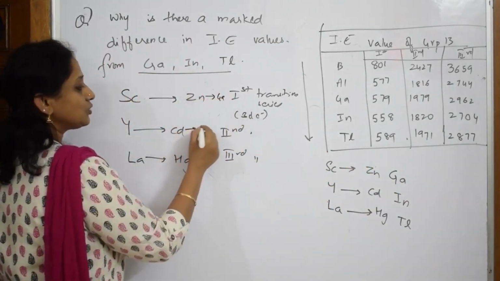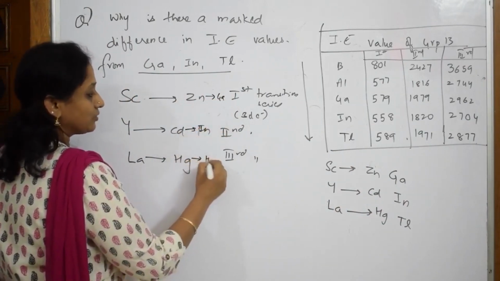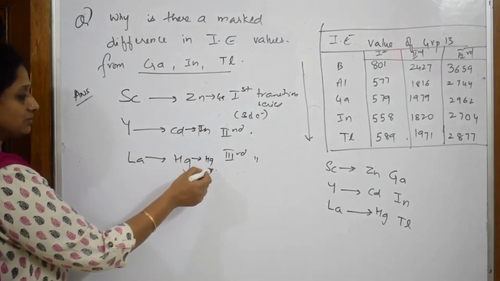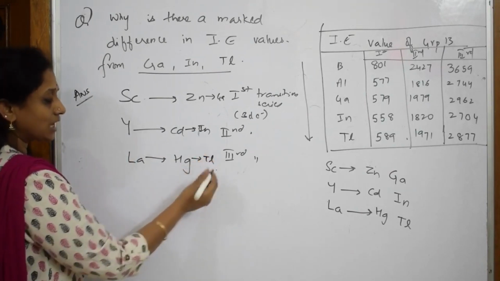Gallium. Here what do you have? Indium. Here what do you have? You have mercury. But here what is happening, apart from that, when it is mercury, this is tellurium, what happens here?